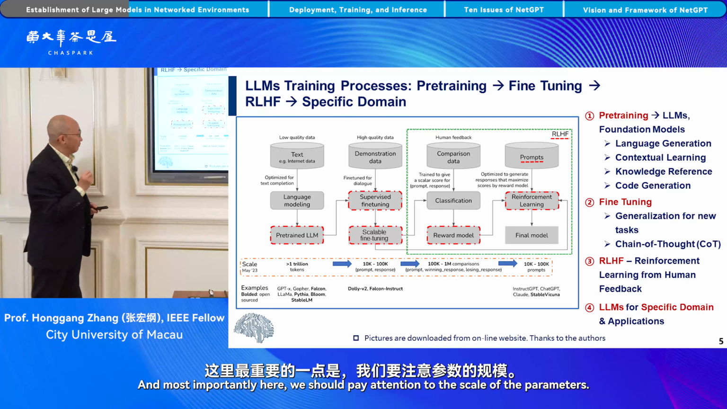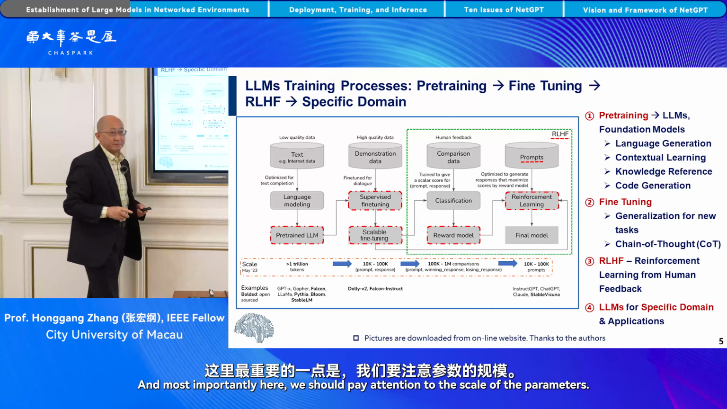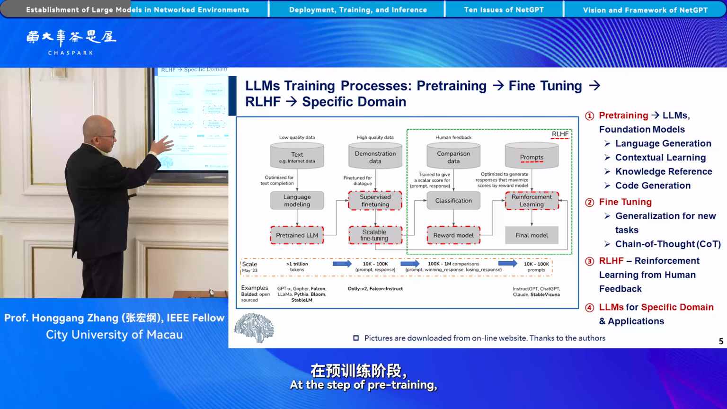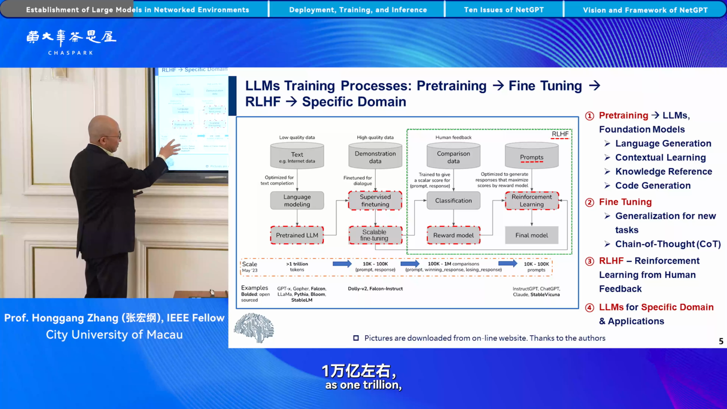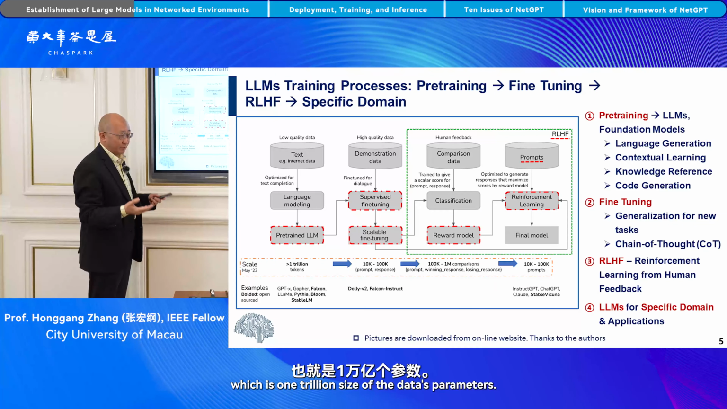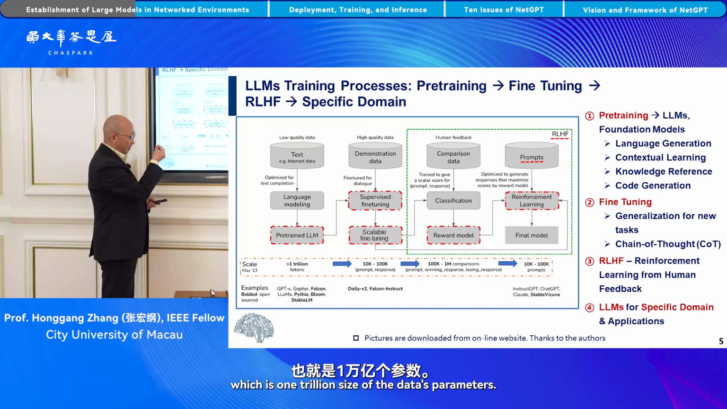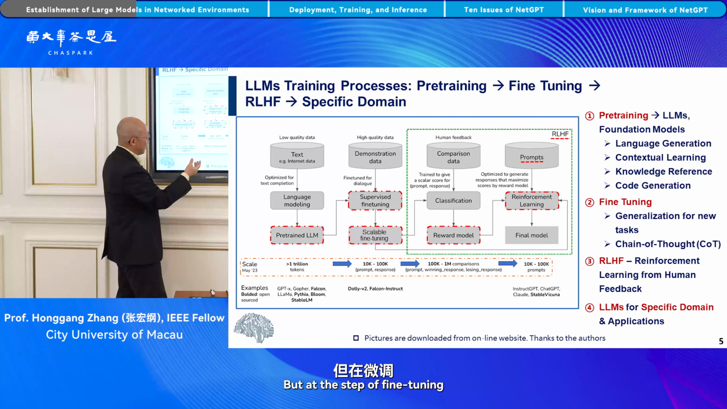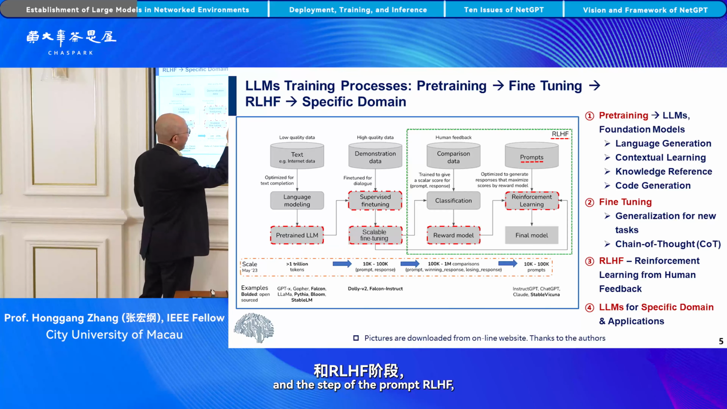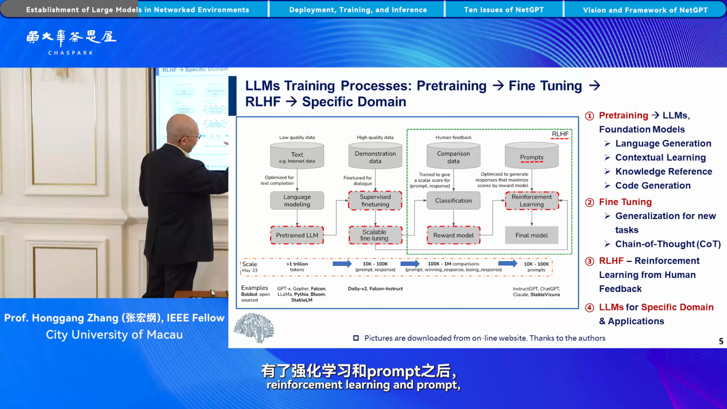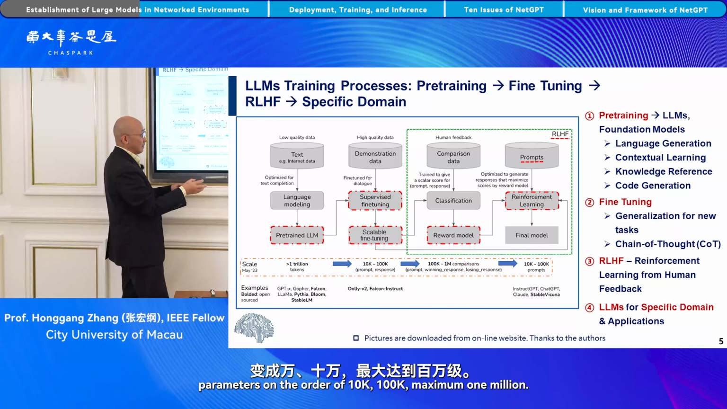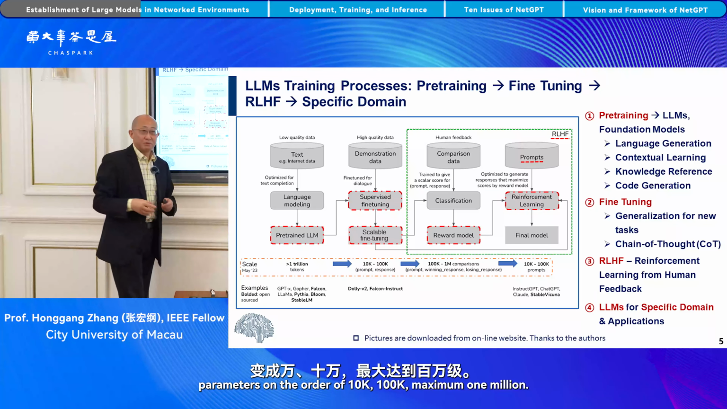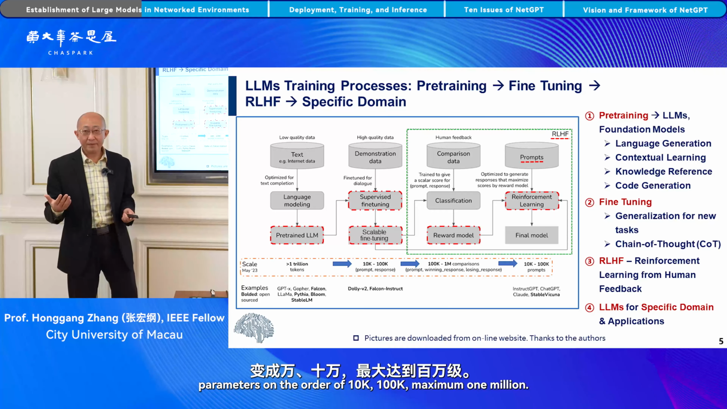Most importantly, here we should pay attention to the scale of the parameters. At the pre-training step, we have a parameter size of 1 trillion. But at the fine-tuning step and the prompt and RLHF reinforcement learning step, basically we have a volume of data parameters on the order of 10K, 100K, maximum 1 million.